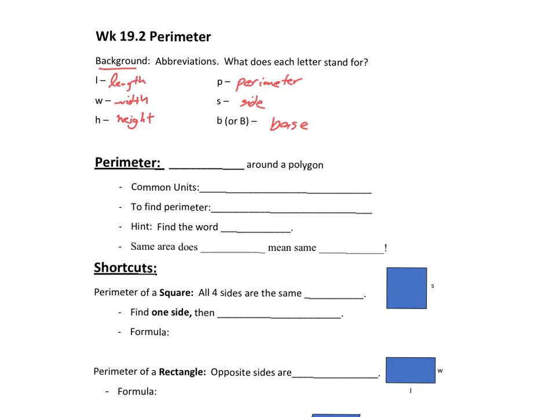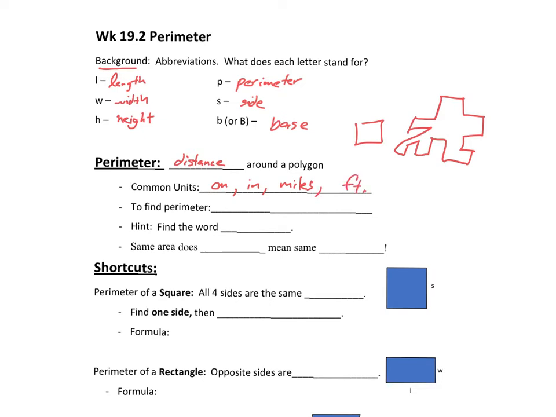All right, so today we're looking at perimeter. Perimeter is the distance around a polygon, the distance around a two-dimensional figure. So if it's a square or a rectangle, whatever the shape of it is, the outside length is the perimeter. It's all the way around it. Okay, common units we use for this. Well, it's one-dimensional, so common would be like centimeters or inches or miles or feet.